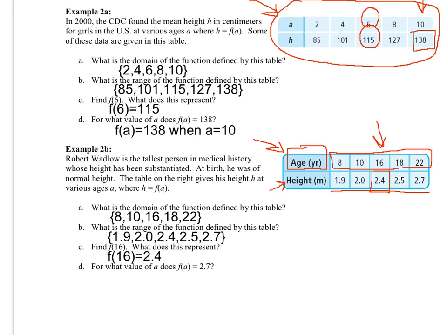Part D, for what value of a does f of a equal 2.7? They want to know at the height of 2.7 meters, and you can see I'm putting a square around it and an arrow at it, what age was Robert? Well, if you look up, he was 22. At 2.7 meters, he was 22 years old, or at 22 years old, he was 2.7 meters. You can see I wrote f of a equals 2.7 when a equals 22. So at age a equals 22 years old, his height was 2.7 meters.